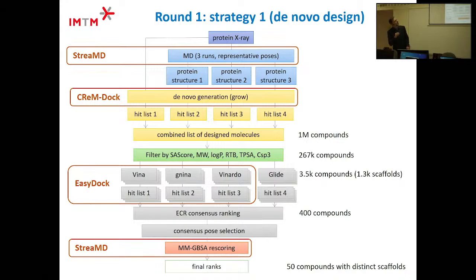Here is a line. So we also use the crystal structure of a protein, in addition to these structures obtained from MD simulations. So we get these 4 lists. So finally, we rescore these top scored compounds by multiple programs in multiple proteins.